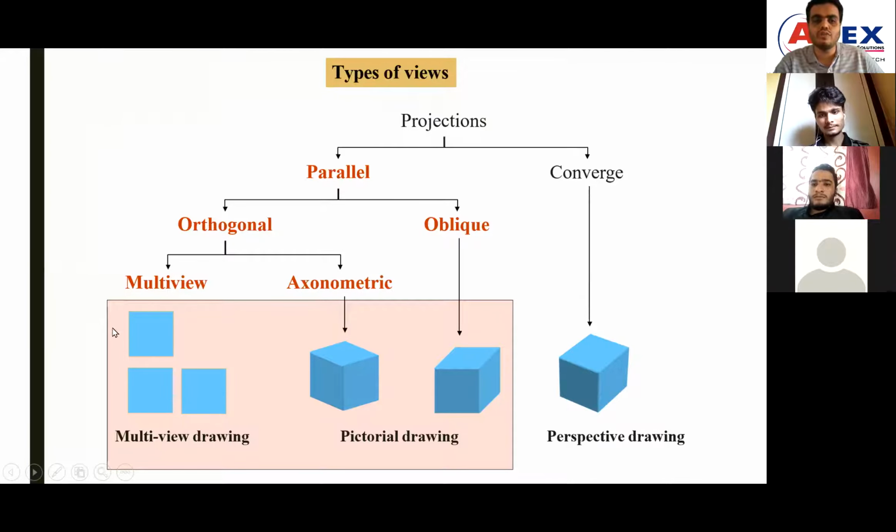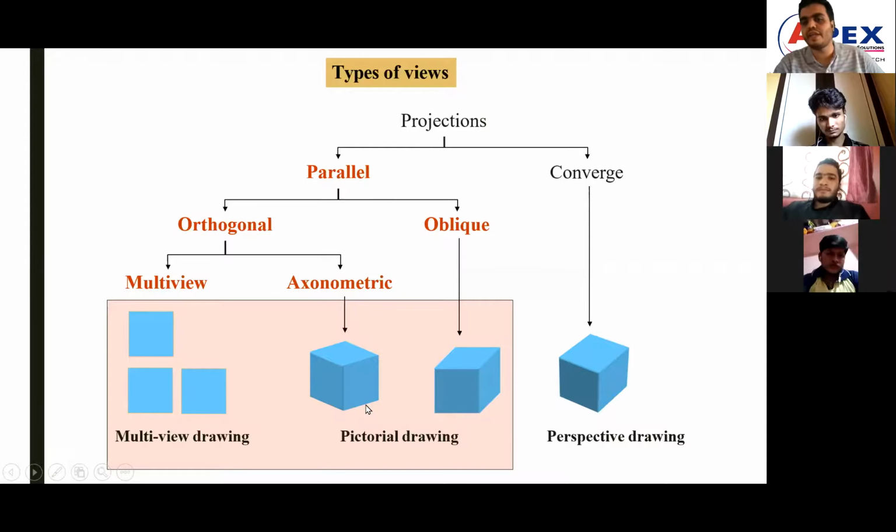In orthogonal view, we have multiple views like front view, side view, and top view. In axonometric view, we have two different views: one is isometric view, one is oblique view. Oblique view is where the edge is parallel to the plane, and here the edge is inclined at an angle of 30 degrees. This is the difference between isometric view and oblique view.